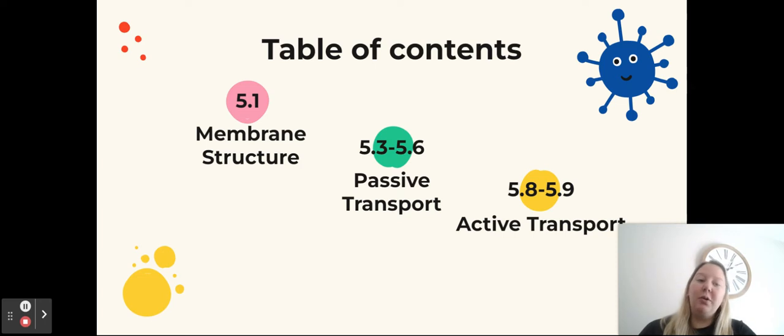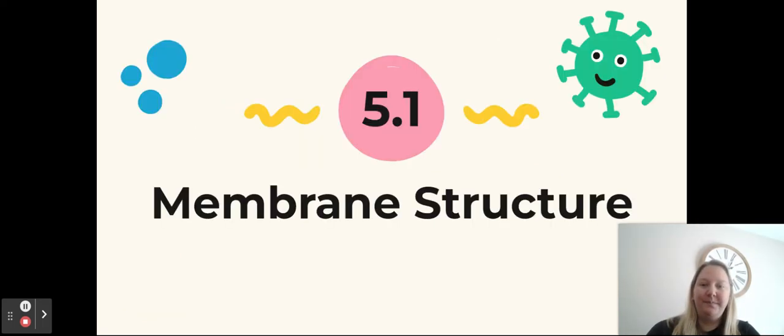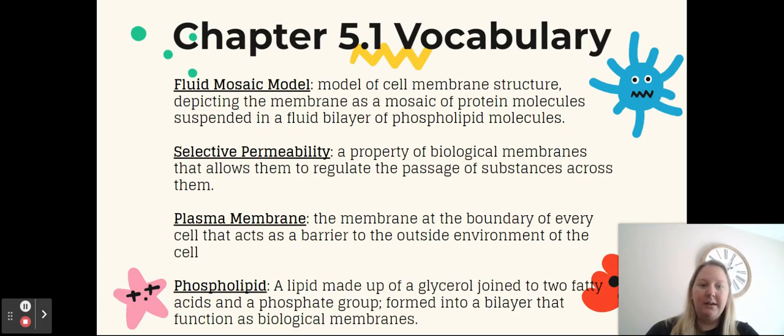Chapter 5 is going to be broken up into 3 different sections. We're going to start with just the structure of the membrane today. Then we'll move into what passive transport is, and we'll end with something called active transport. So let's take a look at the structure of the membrane. Here's a few vocab words for us first.